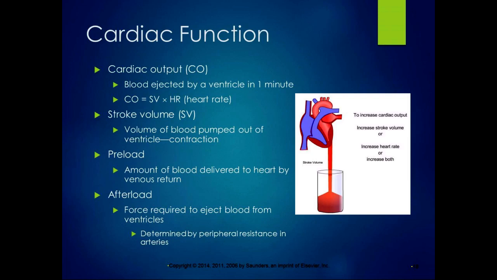Preload is the mechanical state of the heart at the end of diastole with the ventricles at their maximum volume. So it's the amount of blood that's delivered to the heart by the venous return. The afterload is the force that's required to eject blood from the ventricles, and it's determined by peripheral resistance in the arteries. So if you have arteriosclerosis, hardening of the arteries, you're going to have more peripheral resistance, and there's more afterload. If you have a high diastolic blood pressure from excessive vasoconstriction, that's going to increase your afterload.